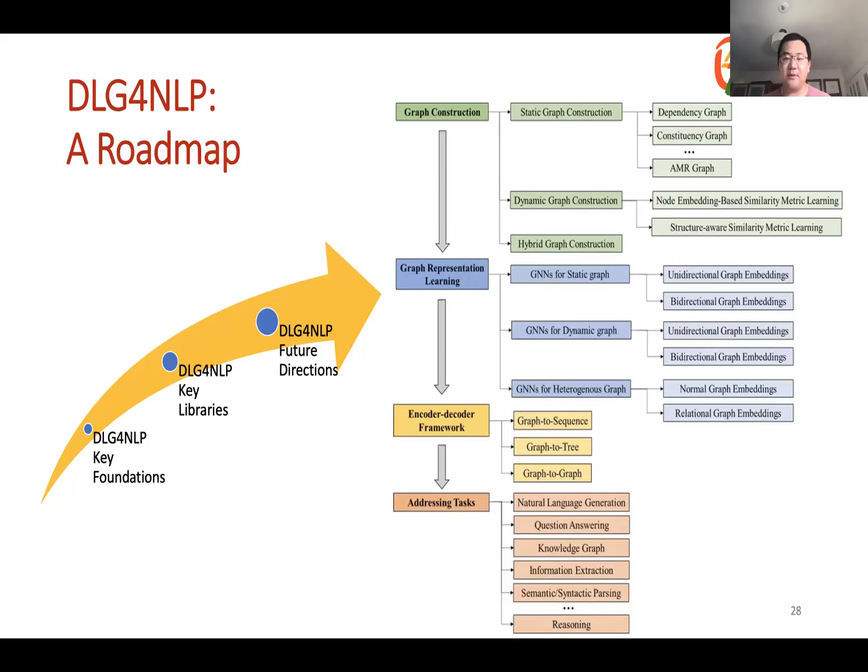And finally, we will talk about the encoder-decoder framework based on graph methods. We'll talk about the graph-to-sequence method and the graph-to-tree method. We will not talk about the graph-to-graph method because it is still under very active development. Later we will talk about the various applications where people have been trying to leverage graph neural networks in their domain. Okay, that's all for the graph foundations.